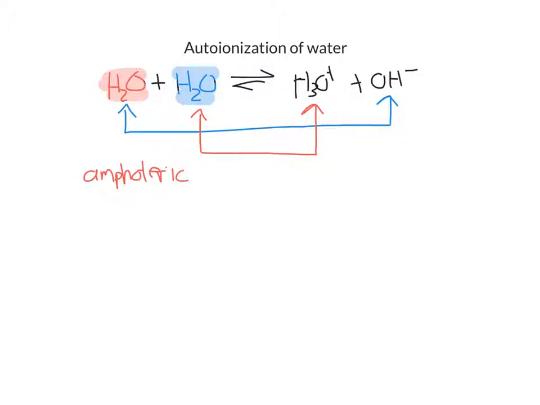And this reaction is known as the autoionization of water, and it has an equilibrium constant that is designated by Kw, and the W just stands for water. This equilibrium constant is approximately equal to 10 to the minus 14 at room temperature. And it would be important for you to remember that number, because that number becomes really important.